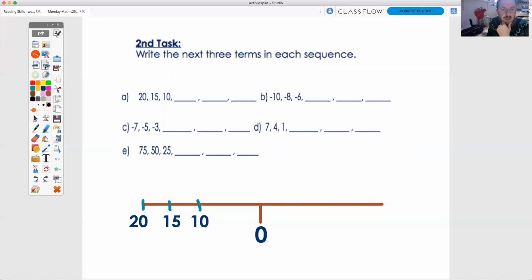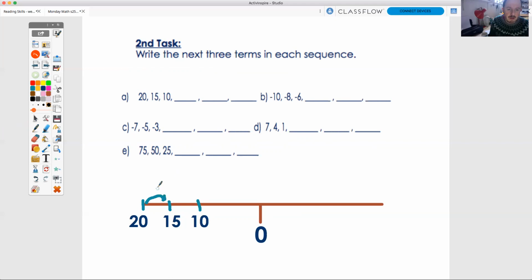But is there a pattern in how they're getting smaller? 20, 15, 10. Do you know what? I think there is. I think they're getting smaller by 5 each time. 20, 15, 10. Well, what's 10 take away 5? And then what's 5 take away 5? And then what's 5 less than that on the number line? So you can use the number line on the screen or the one on the sheet to help you. And just notice the patterns here.